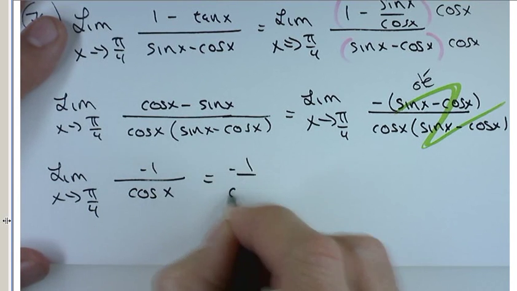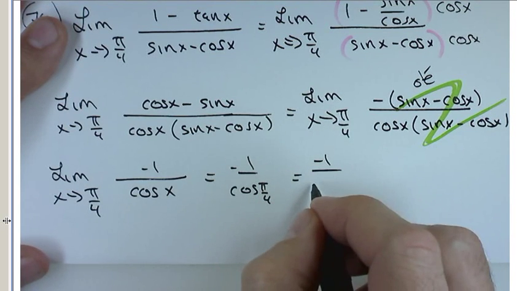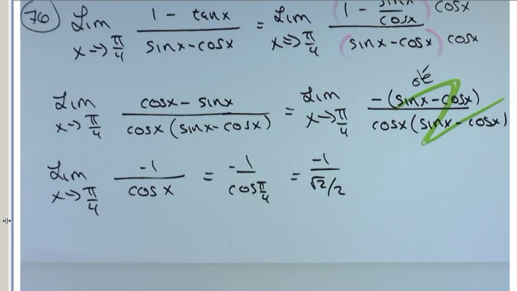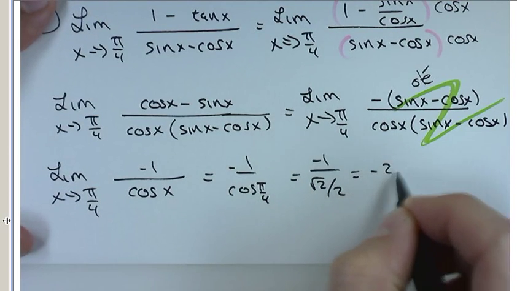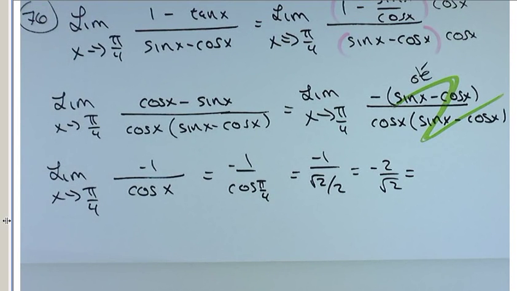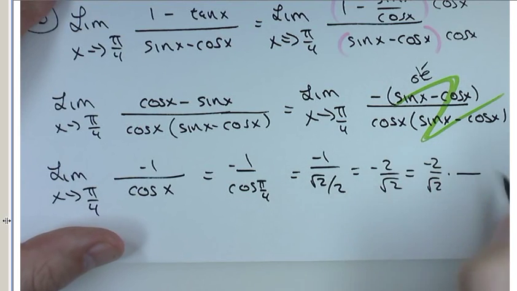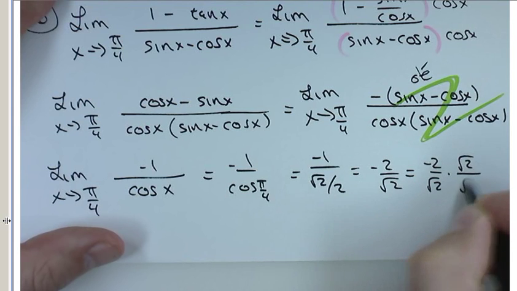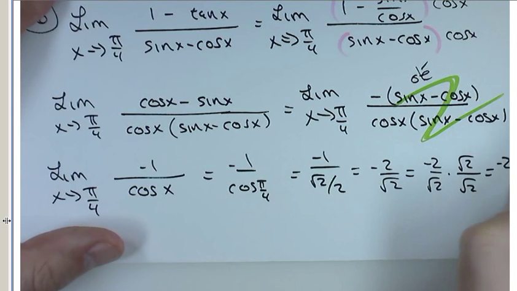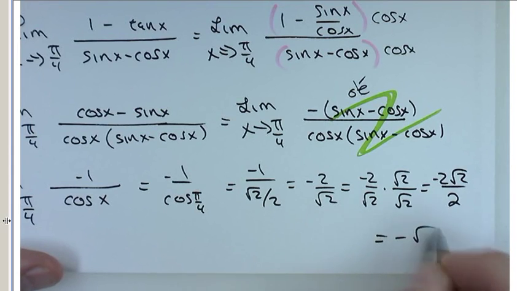Cosine of pi over 4. There's a couple different ways to think of it. Most of you are probably thinking of root 2 over 2, and that's fine. If you multiply negative 1 by the reciprocal, I get negative 2 over root 2. That's not bad, but I would suggest that you rationalize this. You rationalize it by multiplying by what? Root 2 over root 2. That gives me negative 2 root 2 over the square root of 4, which is 2. Finally, the 2's cancel, leaving me with negative square root of 2.